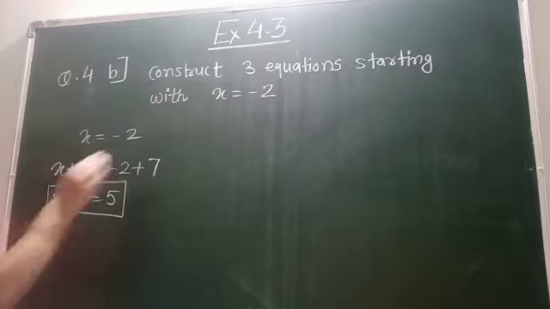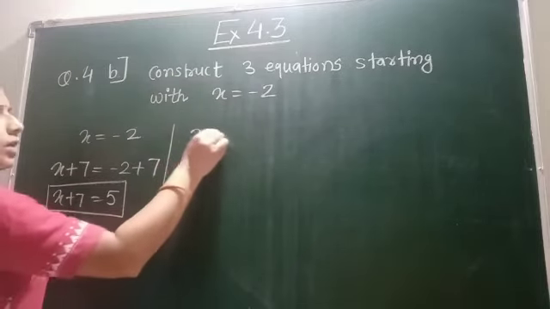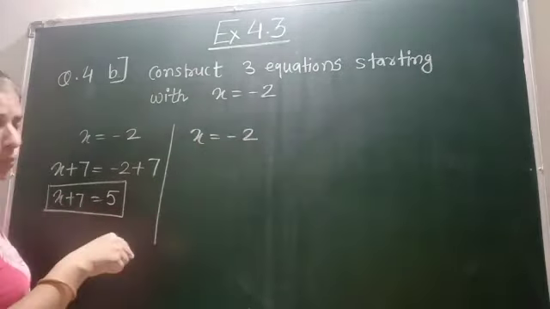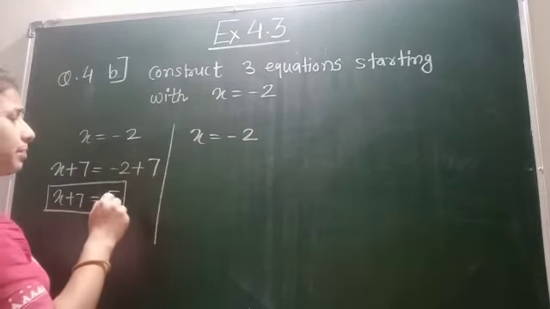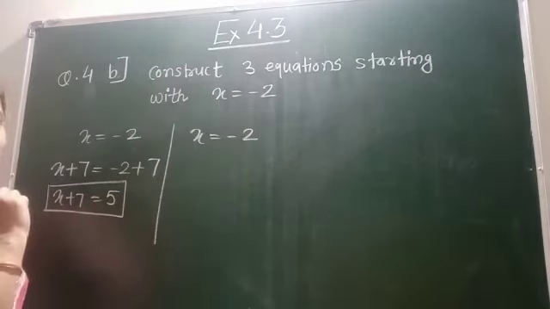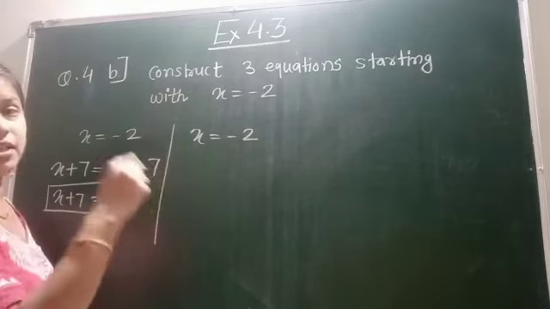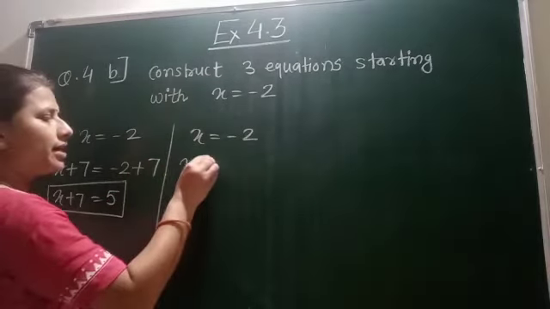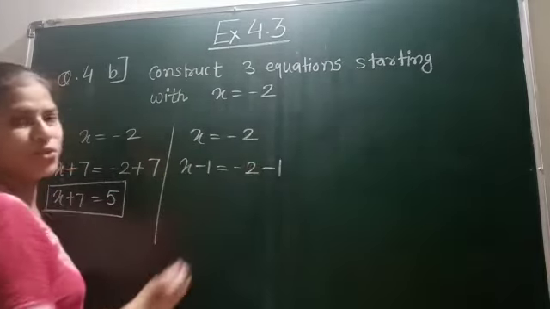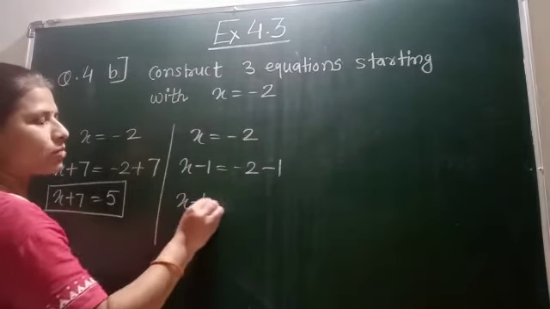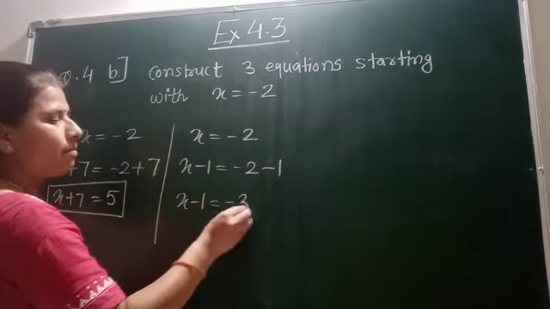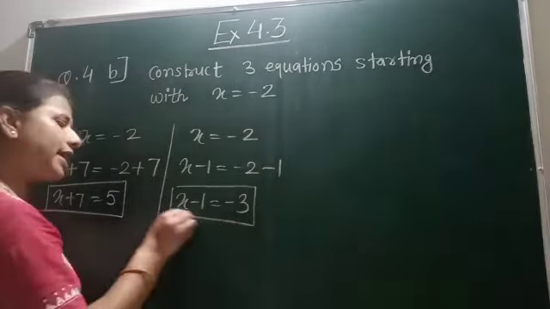Okay, now second, x equals minus 2. Now I am using the subtraction property again. What number can we subtract? I am subtracting 1 now. x minus 1 equals minus 2 minus 1. What will remain? x minus 1 equals minus 2 minus 1, it means minus 3. This one is our second equation.